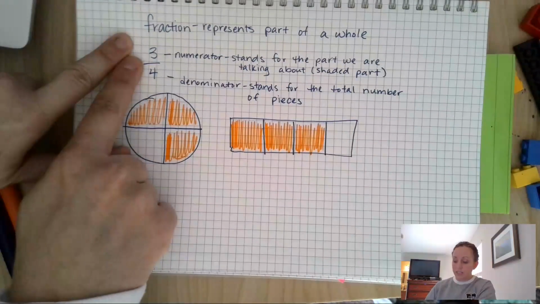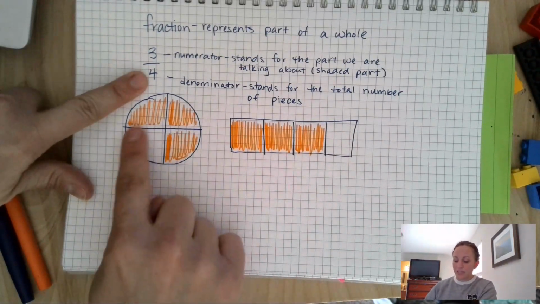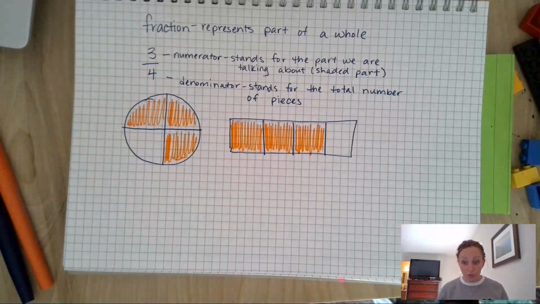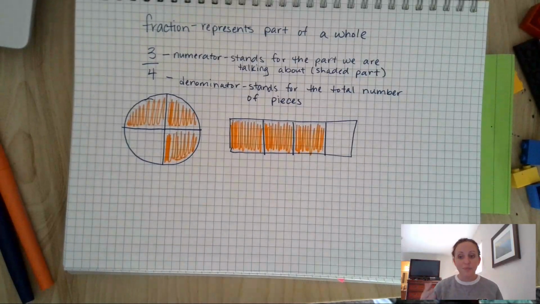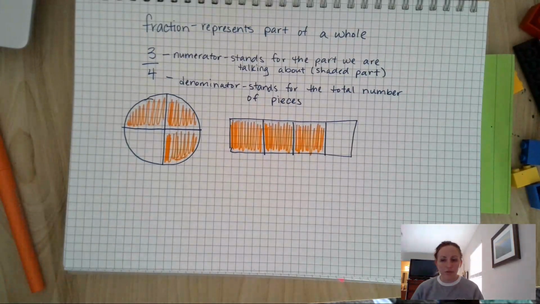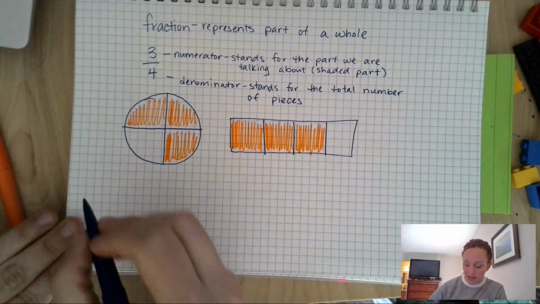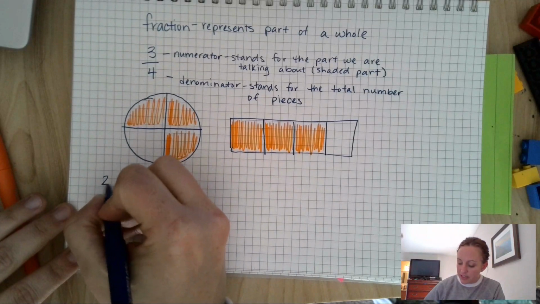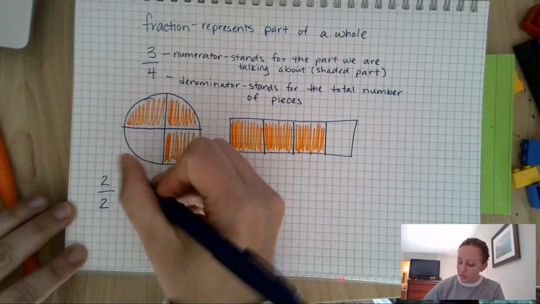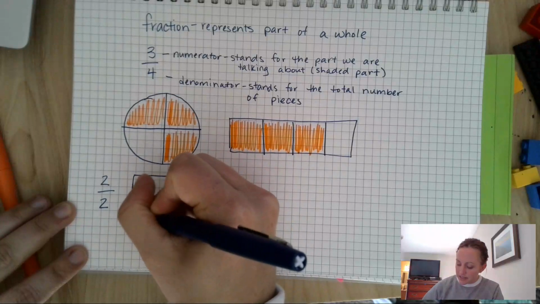Okay. So that's what we're talking about, fractions representing part of a whole. The numerator stands for the part that we're talking about, or the shaded in part, and the denominator tells us how many pieces there are total. Now, when it comes to fractions, we have different types of fractions. We have fractions that are equal to 1. And I did ask this question in a morning meeting, and my students were able to answer that. A fraction that is equal to 1 has the same numerator and denominator.